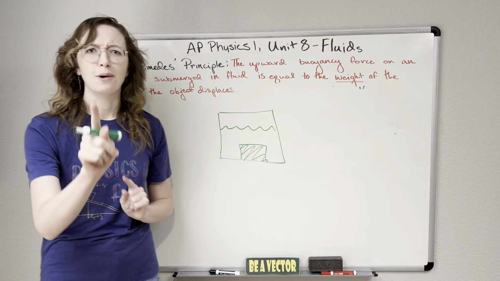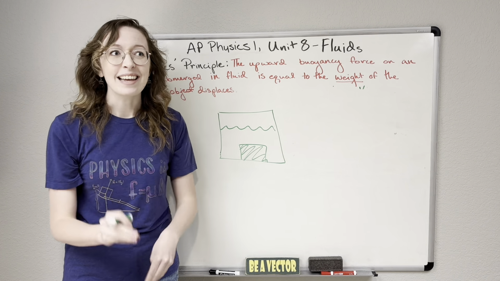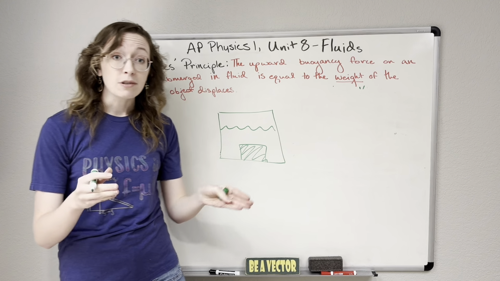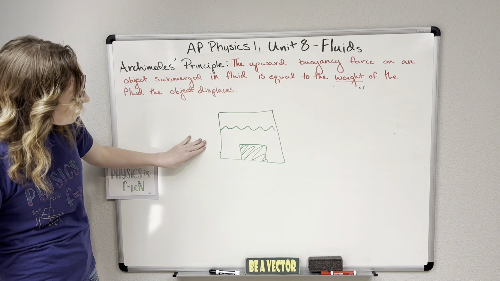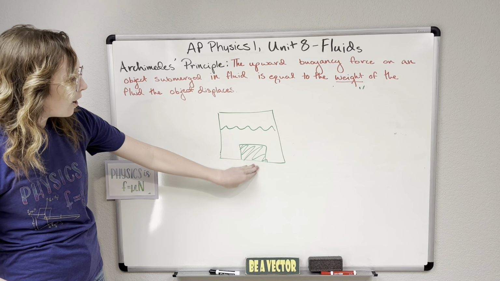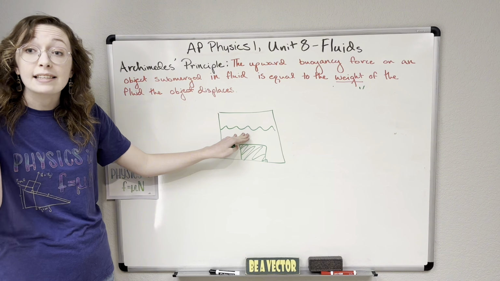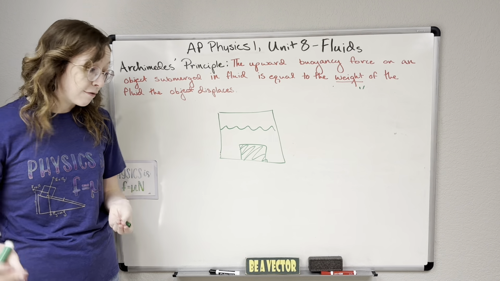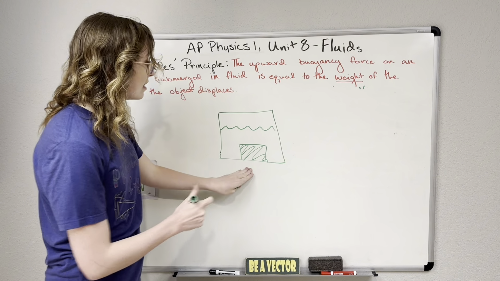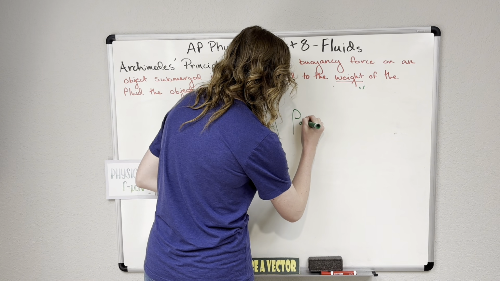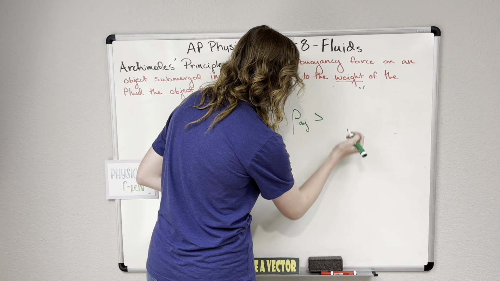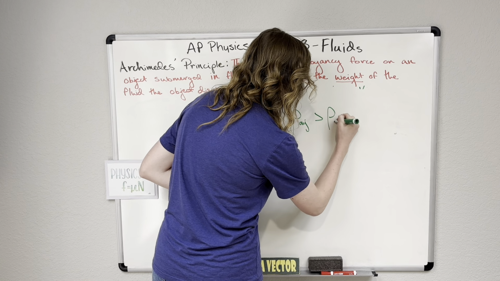Wait, no, that's wrong. We know that more dense things sink, less dense things float on top of more dense things, right? So if we compare the density of our block to the density of the water, since it sunk, we know that the density of our block has to be more. So the density of our object has to be greater than the density of water.